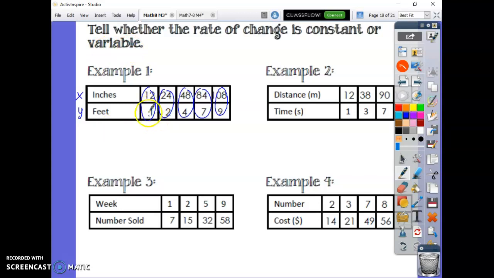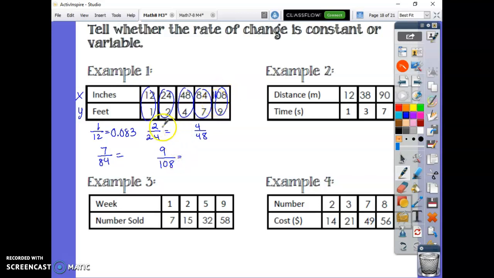Okay, so again, take your y, divide it by your x, so 1 divided by 12. When you do that, you get 0.083. Let's do the same thing for 2 divided by 24. 4 divided by 48. 7 divided by 84. And 9 divided by 108. That's 108. There's a sneaky 1 right there. But yeah, that's 108 right there.